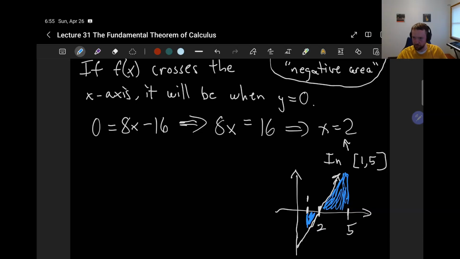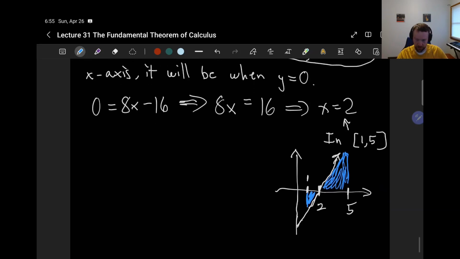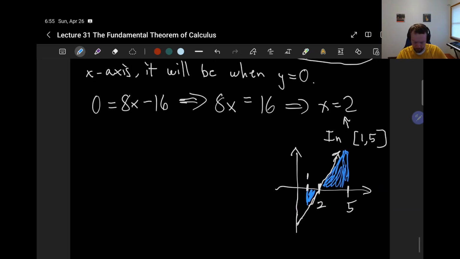So again, if I just merely took the definite integral from 1 to 5, then this lower area down here would subtract out of this larger area. And I don't want that for this problem. We want to find total area. That means adding on this little part. Just thinking purely geometrically here.